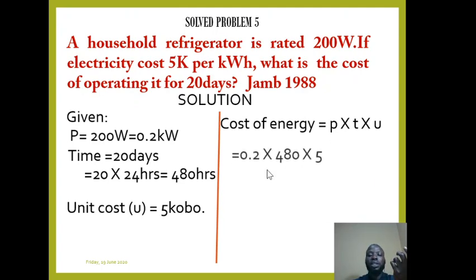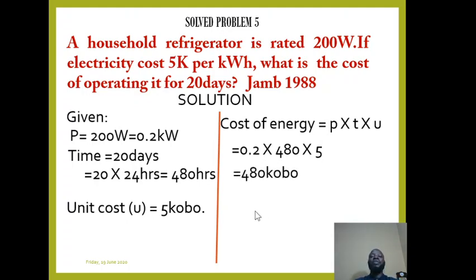So from this one, you can have the value of your answer by simply substituting the values you have gotten already. Power in kilowatt, that is 0.2. Then time is 480 hours. Then we have unit cost is 5 kobo. So multiplying them together, you're going to have your total amount of money the person would have spent if they are charging 5 kobo per kilowatt hour. That's going to be the same thing as 480 kobo after multiplying these together. And you can convert it to naira by simply dividing by 100. That's going to be 4 naira 80 kobo. And that is what you are required to do under this question.